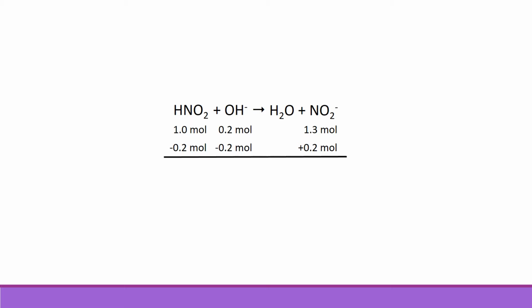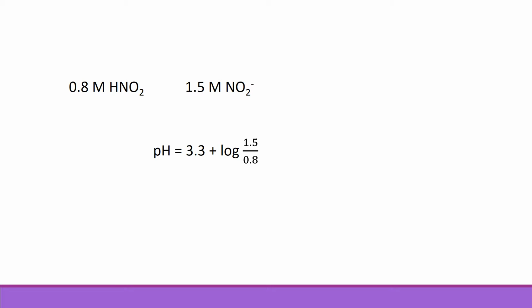This means that after the hydroxide is neutralized, we end up with 0.8 moles of nitrous acid and 1.5 moles of nitrite. If we plug these new concentrations into the Henderson-Hasselbalch equation, we get a new pH of 3.8. So our buffer solution started out with a pH of 3.4, and after adding the hydroxide, the pH changed to 3.8. So adding the base did cause an increase in pH, but only a little.